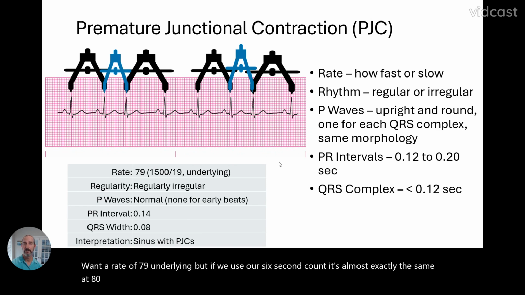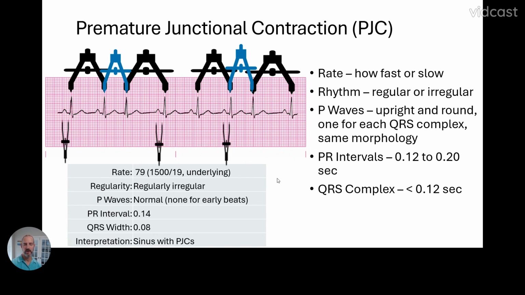So regularly irregular, and our P waves are normal, except for the early beats. If you look at all of the P waves that are there, they're all the same morphology, upright and round. And our PR intervals for all of those are identical as well. So we do have some type of a sinus rhythm here, but we just have these 2 early complexes, right?